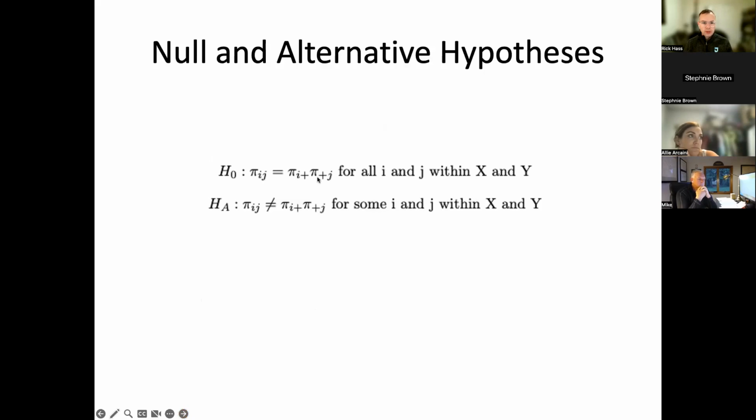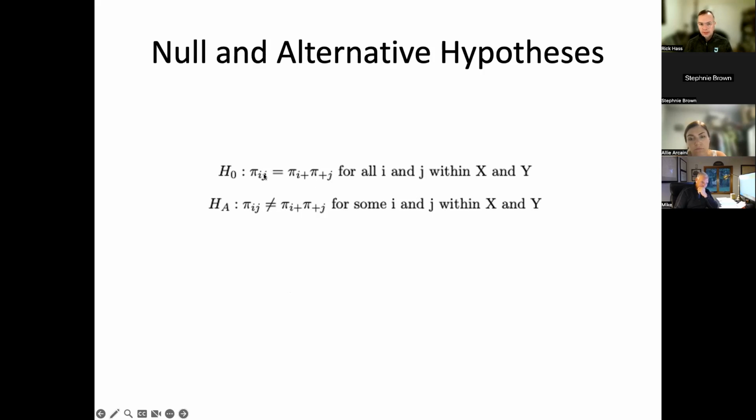So the null hypothesis for this test in notation is simply that formula for statistical independence, which is that the joint probability of the two variables is equal to the product of the marginal probabilities. And the alternative hypothesis is that that's not true. So that's what this states.